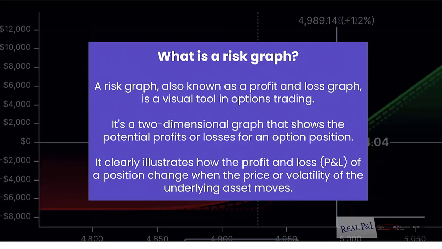A risk graph, also known as a profit and loss graph or profit and loss diagram, is a visual tool in options trading. It's a two-dimensional graph that shows the potential profits or losses for an options position. It clearly illustrates how the profit and loss, P&L, of a position change when the price or volatility of the underlying asset moves.